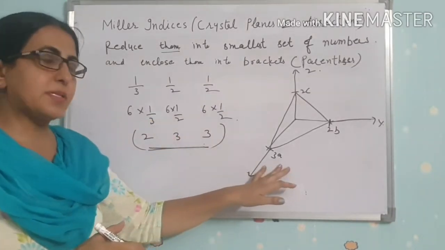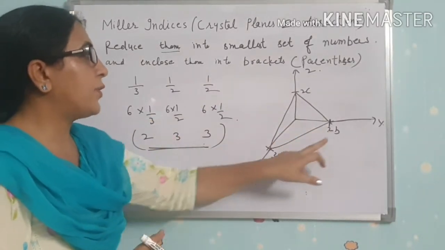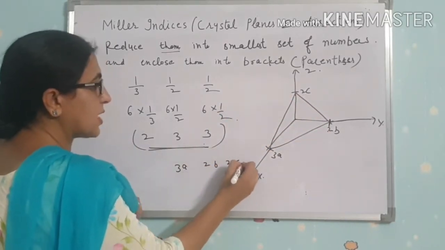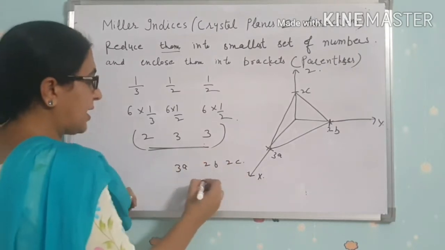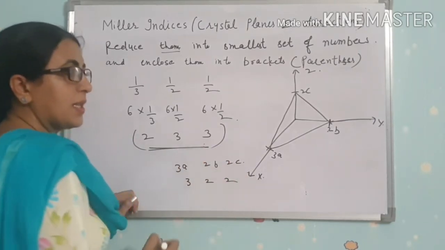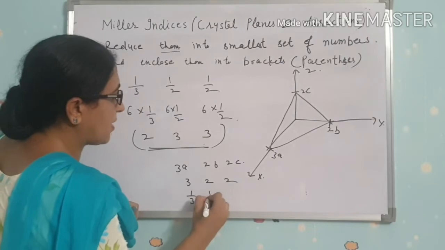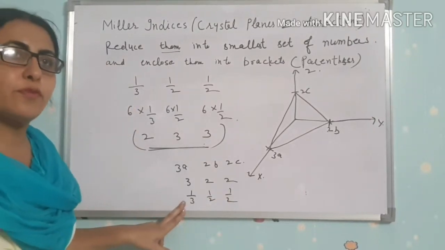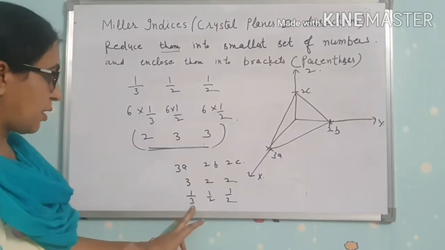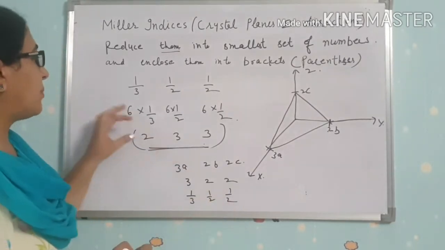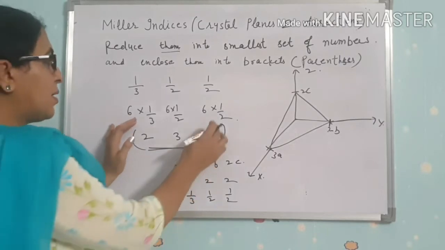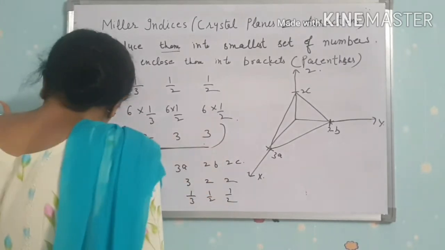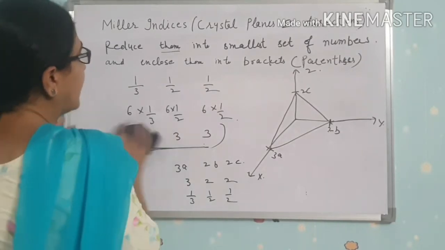So I am repeating again. First take the intercepts, that is 3a, 2b, 2c. Then take the multiples of a, b and c, that is 3, 2, 2. Then take the reciprocals, 1 by 3, 1 by 2, 1 by 2. Then reduce them into the smallest set of integral numbers. For this we take the LCM of 3, 2, 2, that is 6. Multiply these by 6, put them in brackets, and we get the Miller indices. Now how can we define the Miller indices?